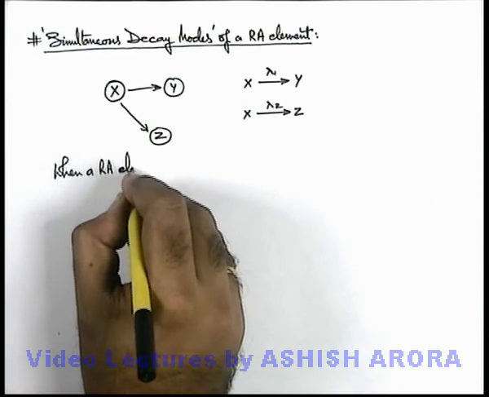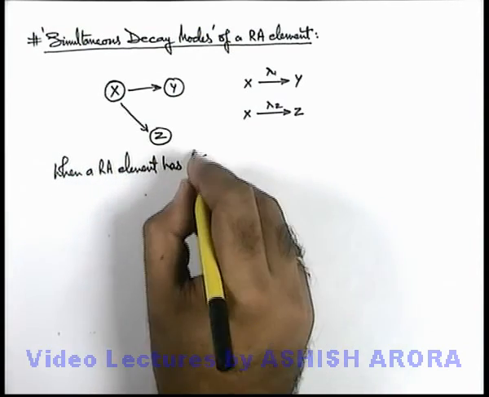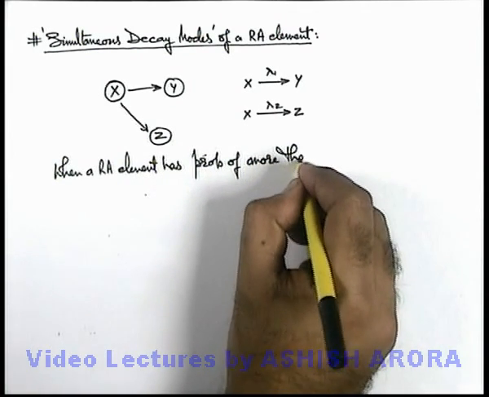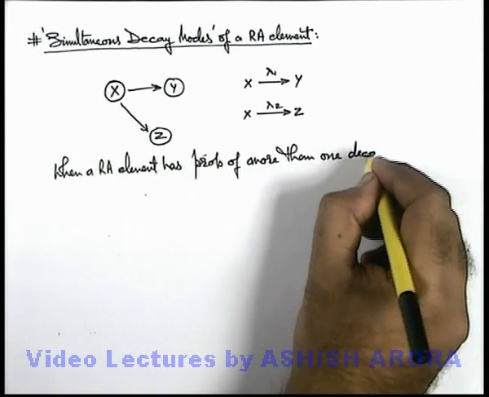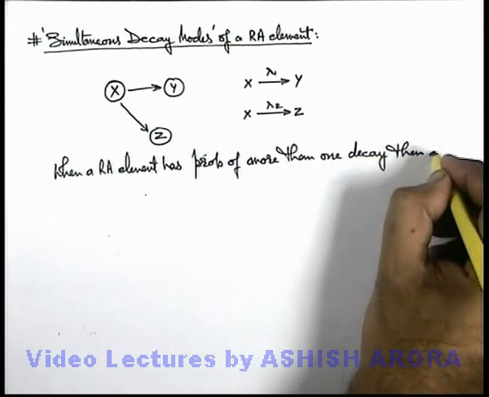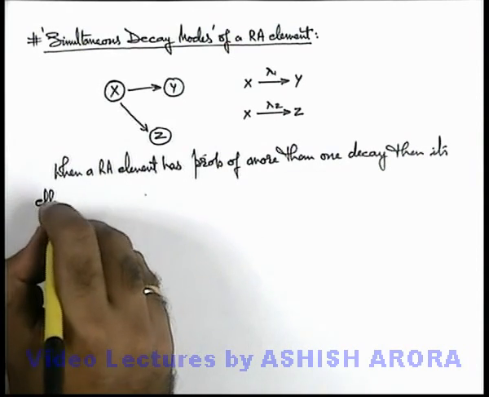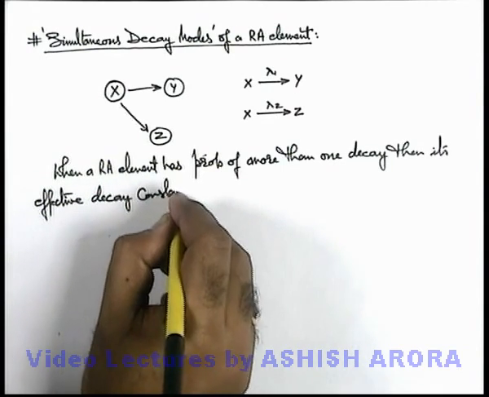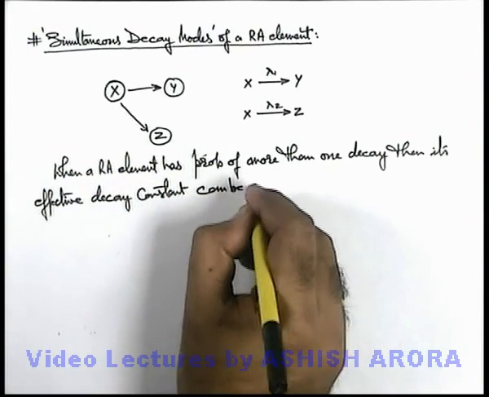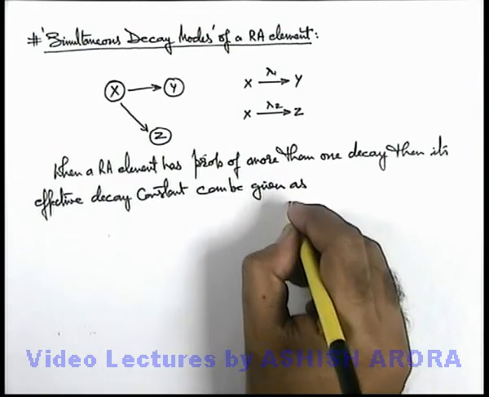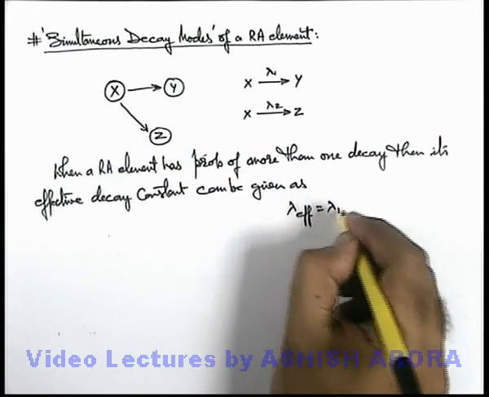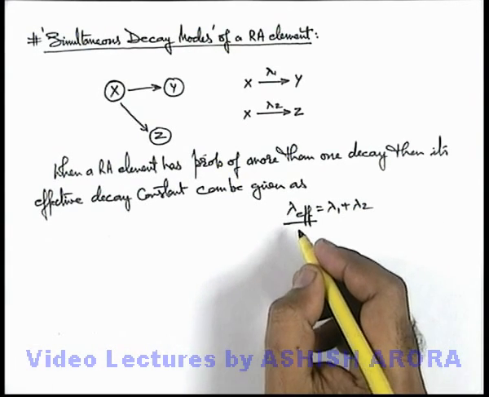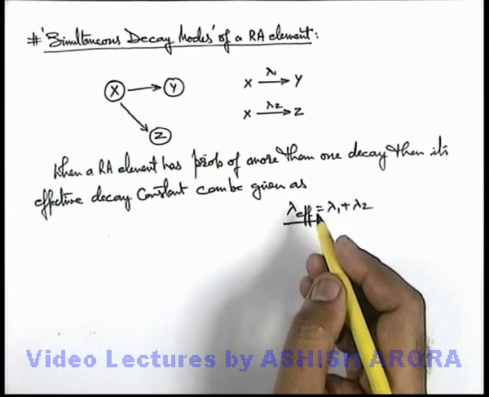when a radioactive element has probability of more than one decay, then its effective decay constant can be given as, this is written as lambda effective and its value is lambda 1 plus lambda 2, and here lambda effective is the decay constant with which X is disintegrating.